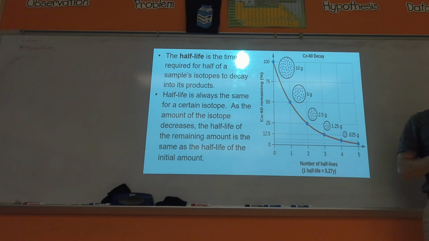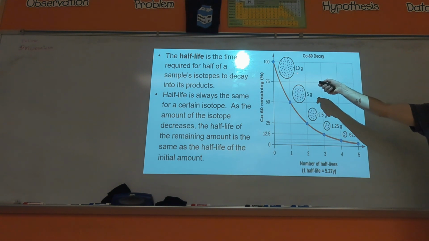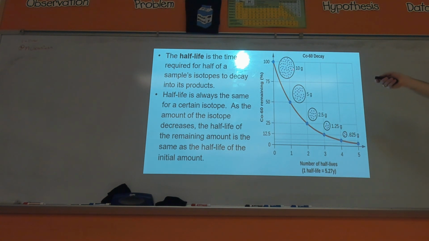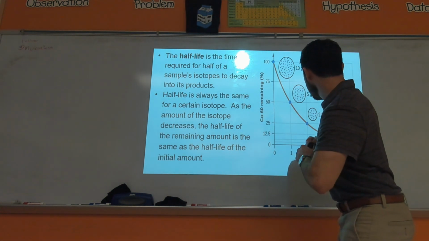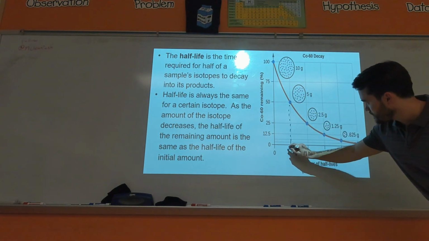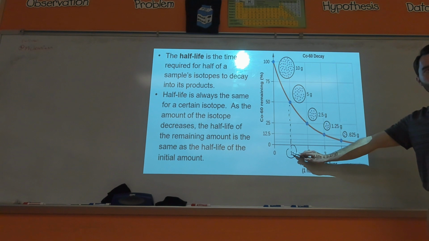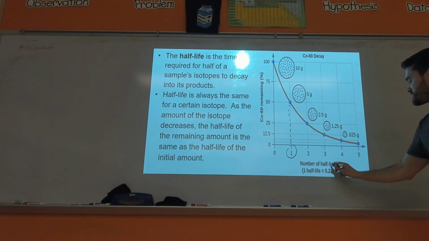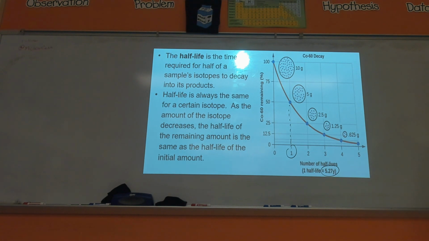So the half-life of cobalt-60 is the time it takes for half of your 10 grams to decay. What's half of 10? 5, to decay to 5. So my half-life would be, time is on the x-axis. Notice here, that's where one half-life is. And they tell us here one half-life is 5.27 years.